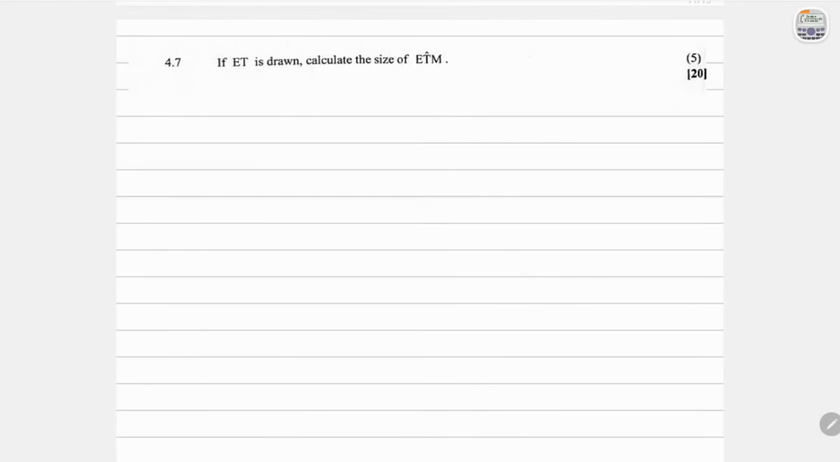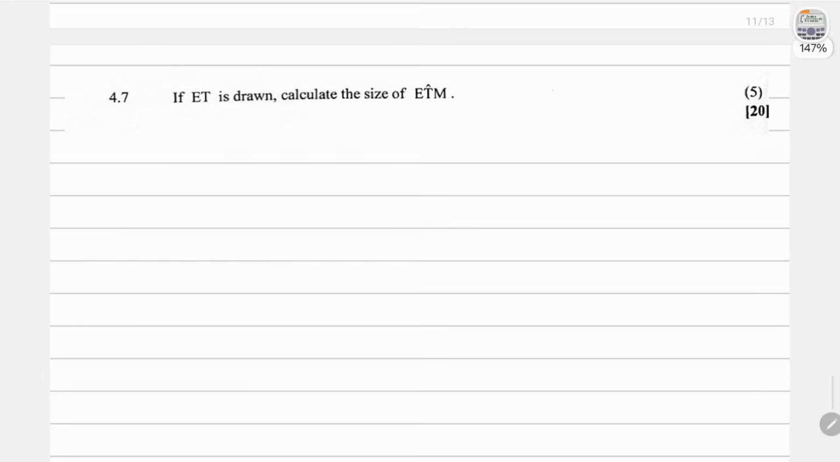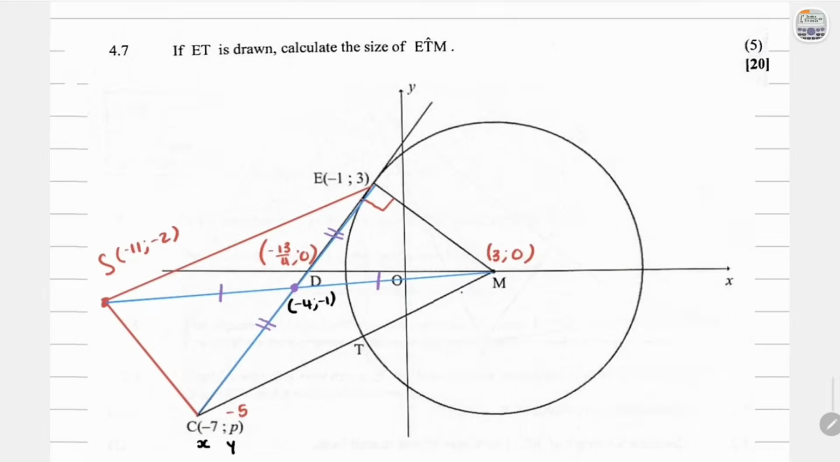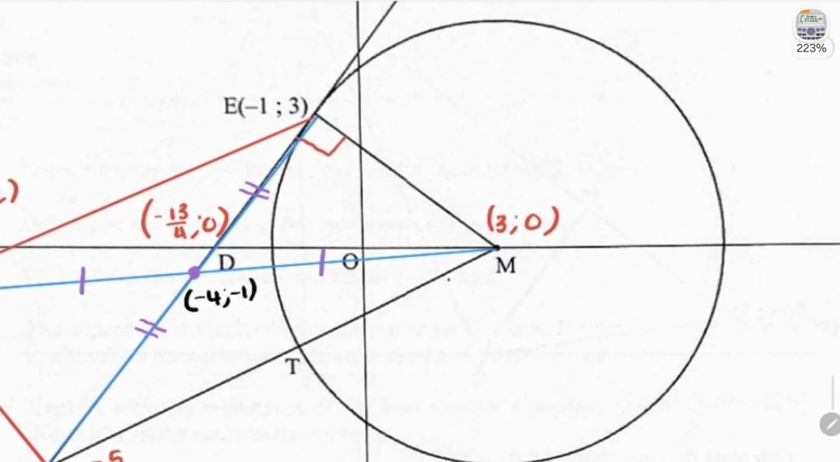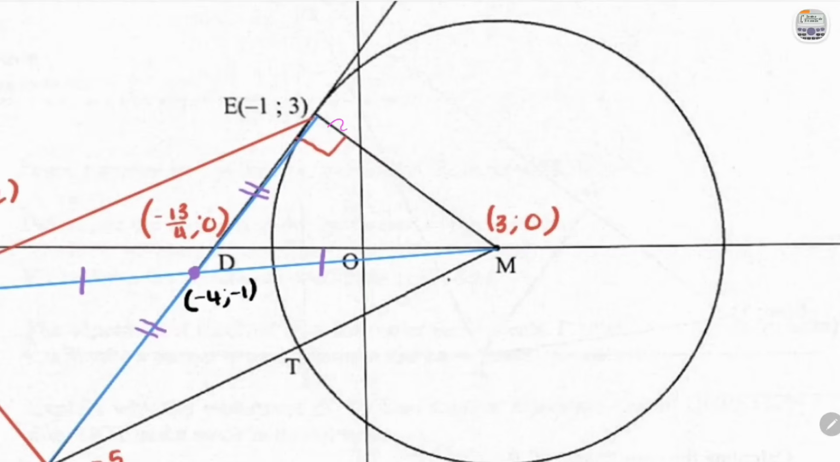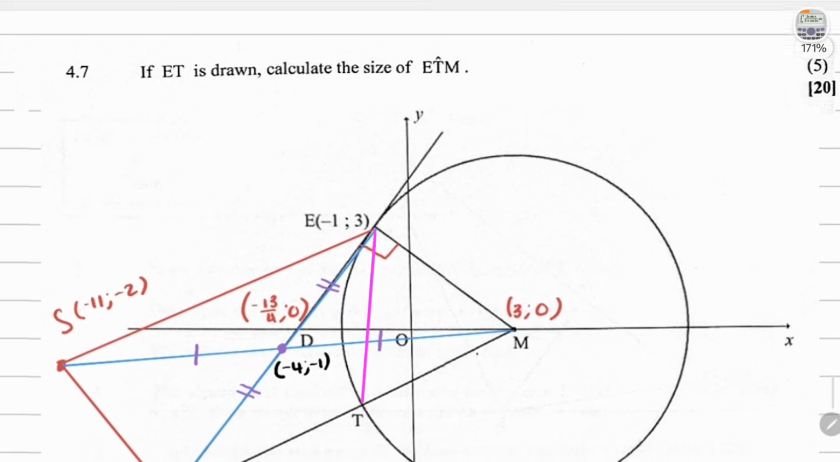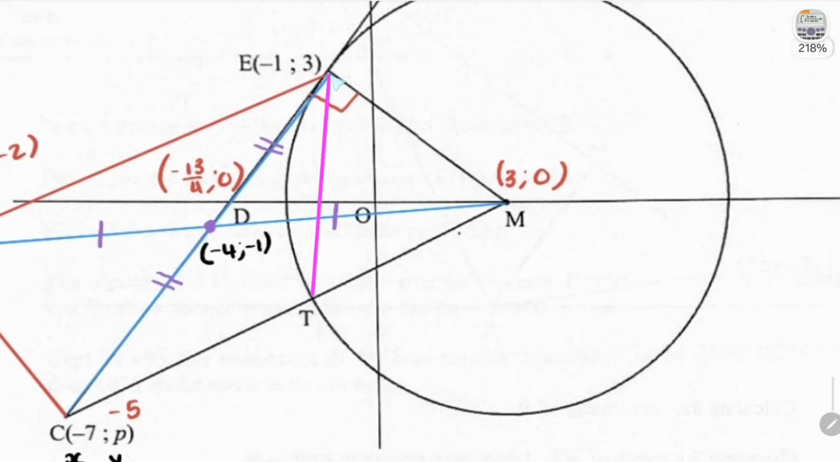Okay, we're on 4.7, and 4.7 says, if ET is drawn, calculate the size of angle ETM. So we're going to need the diagram for this. Let's just get it down so we don't have to scroll up. We see that there's this line ET that gets drawn, so from E to T. Let's make this a bright color so that we'll be able to follow it. ET is drawn, and they want us to calculate the size of angle ETM, this angle over here.